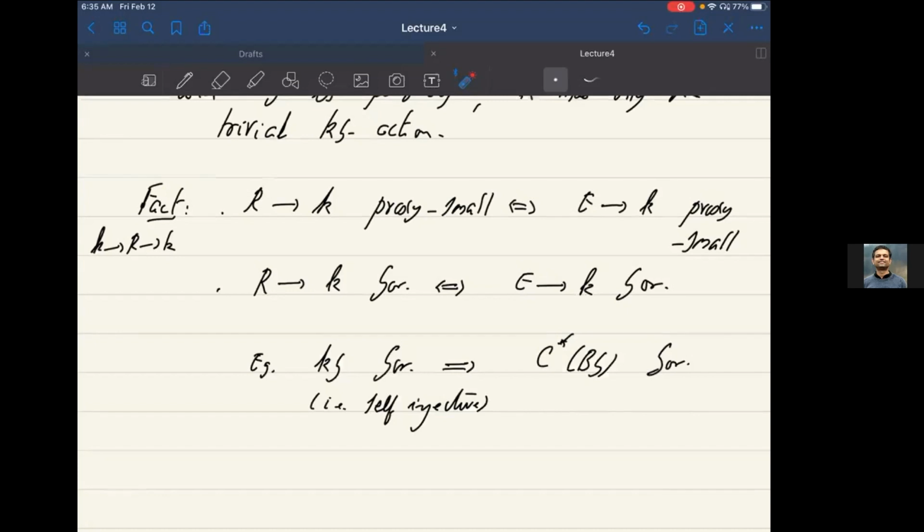There's a lot more to the story here. One can ask about the Gorenstein property and how it behaves under fibrations and so on, but that's for another day. I'll stop here.